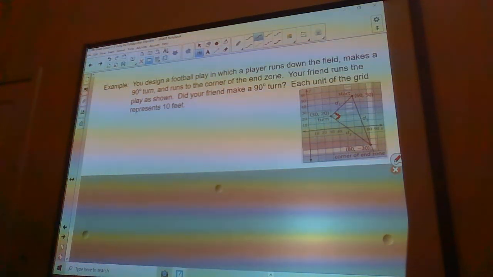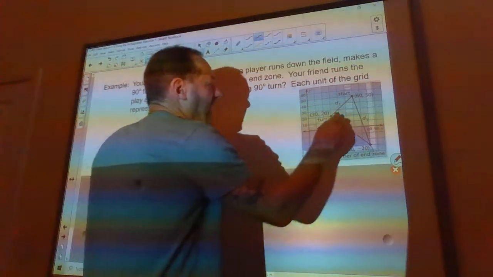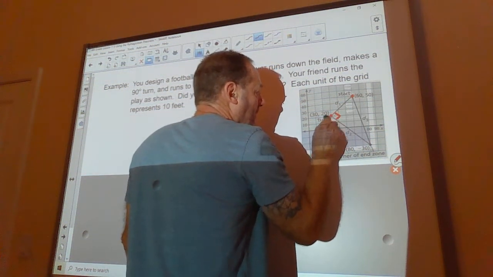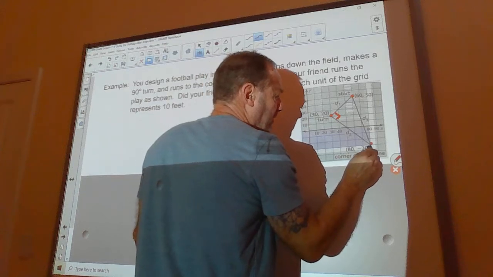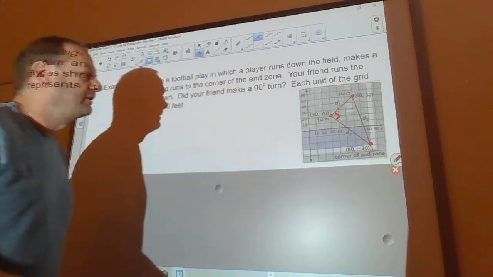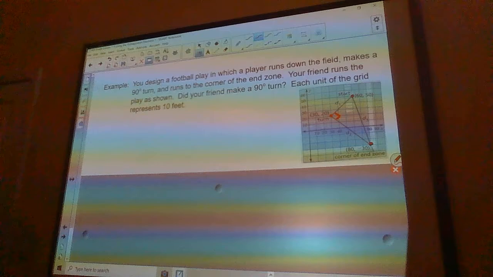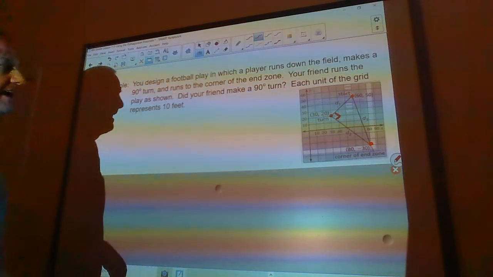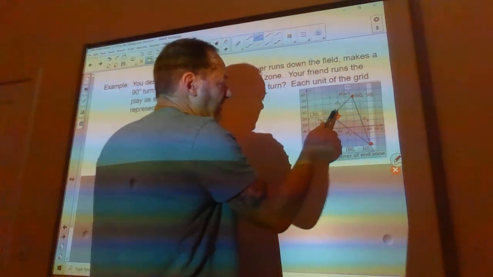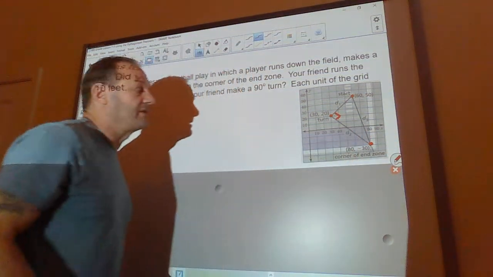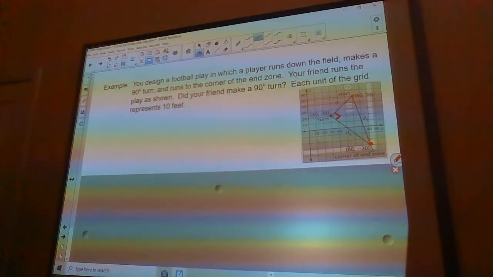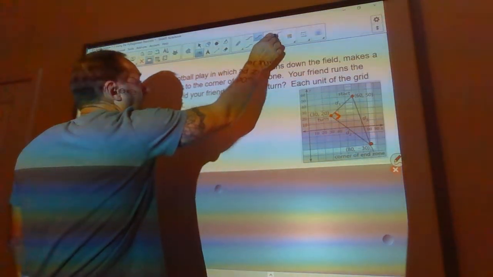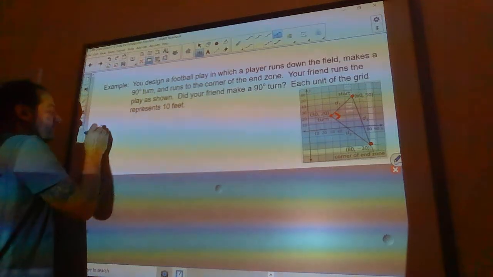Oh, okay. So we've got some coordinates here. We've got 60, 50, 30, 20, and 80, negative 30. So I got to see, did this guy make a 90-degree turn? All right, so in order to do that, I got to calculate three distances. This distance, and this distance, and then plug them into the Pythagorean Theorem to see if they work.